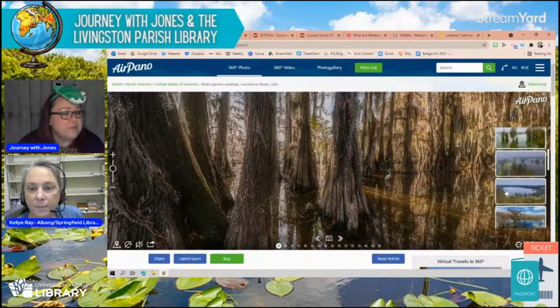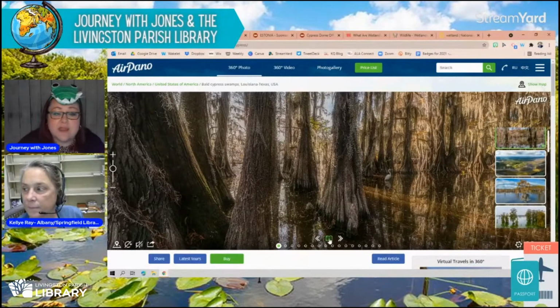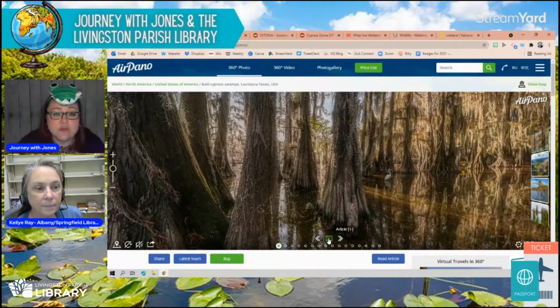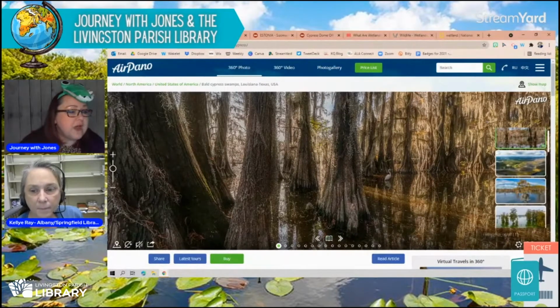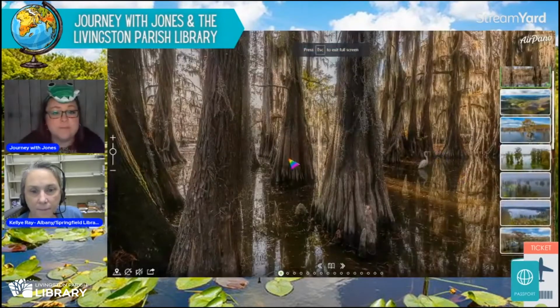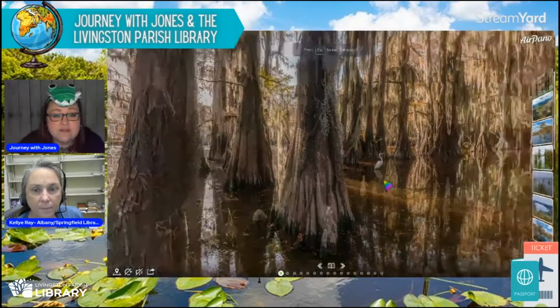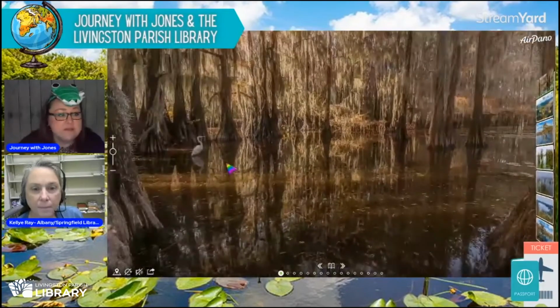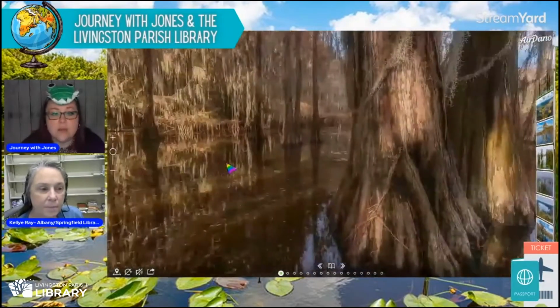So we're going to look at several different pictures. There is a book icon down here. So if you're looking at this link on your own, you can click the book icon and it will take you to an article. But right now I am going to make this larger. Now this is in 360 degrees, so I can zoom all around.